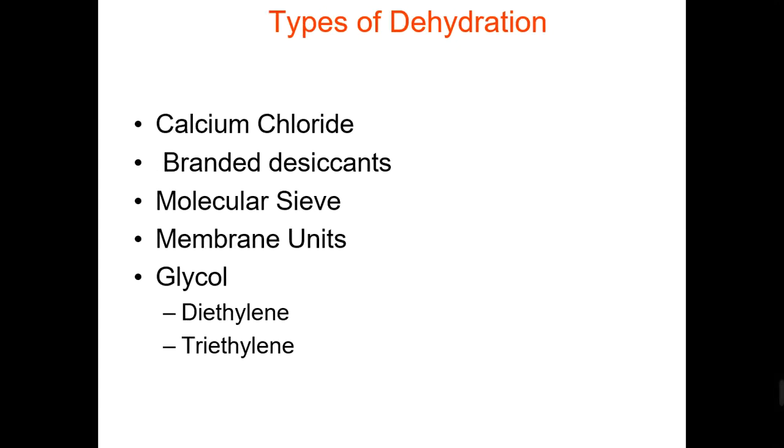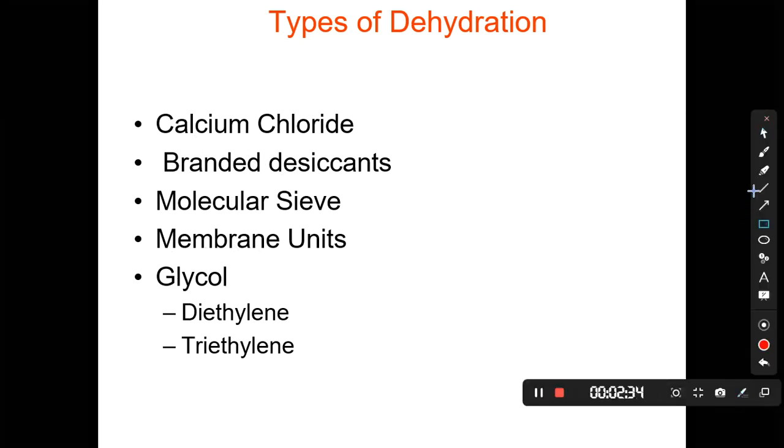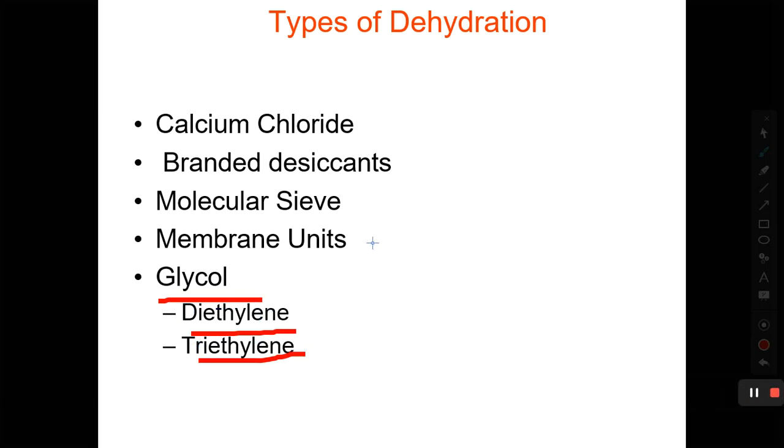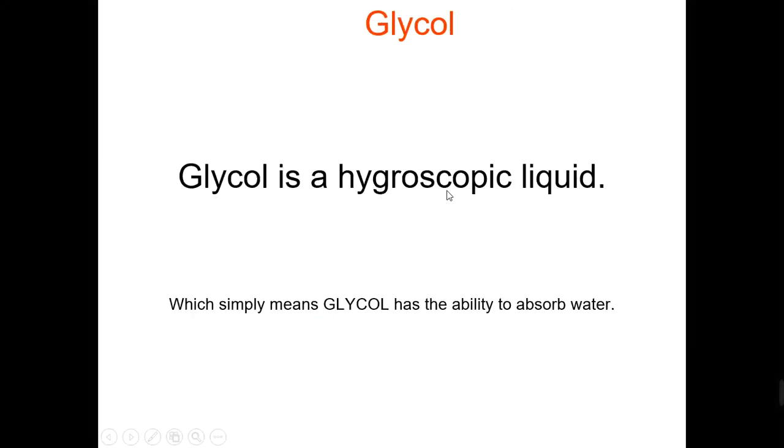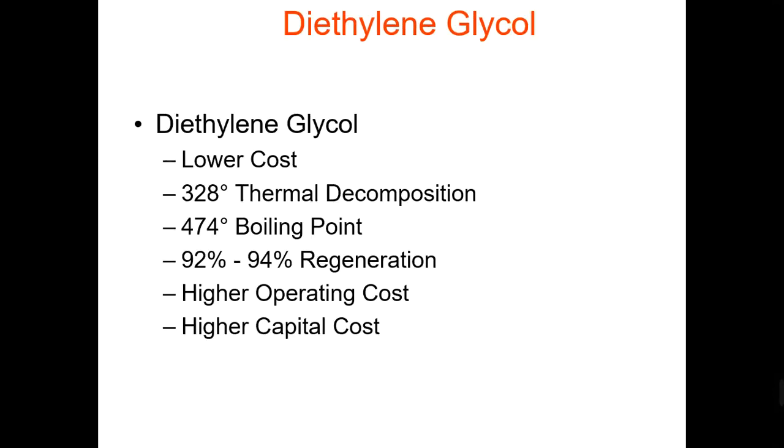So what kind of methods are we using in order to remove the water from this gas? We have many methods. Two of them are very common: the membrane one and the glycol one. The plants I have seen are mostly based on glycol, diethylene glycol and triethylene glycol, and the membrane one. These are the most common dehydration methods used in industry worldwide. Glycol is a hygroscopic liquid, which means it has the ability to absorb water. It is a physical process: when glycol is passing through, it attracts the water and absorbs it. That's the glycol process going on.